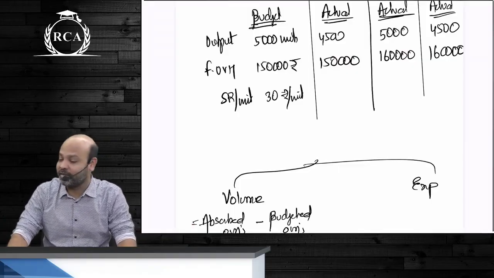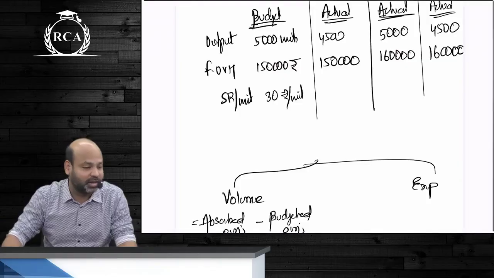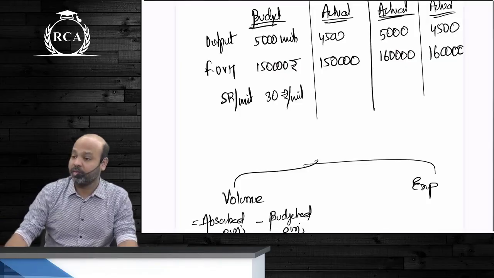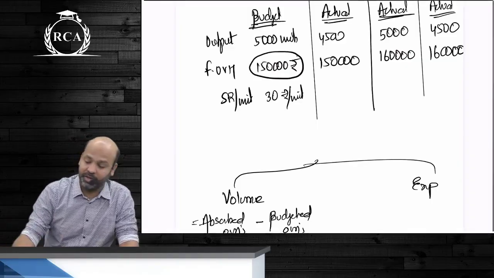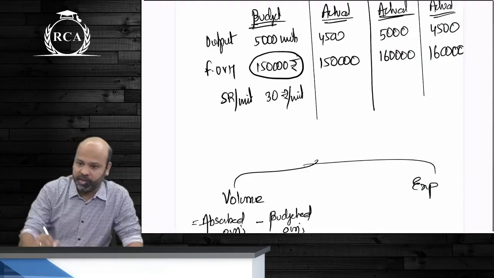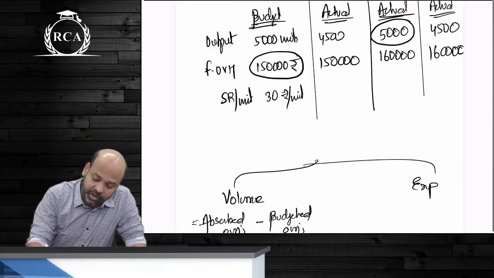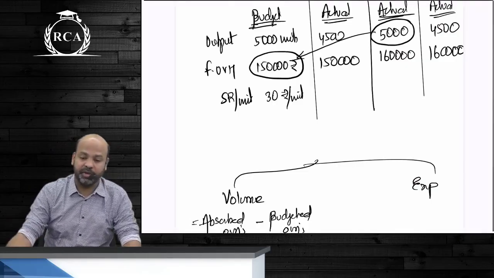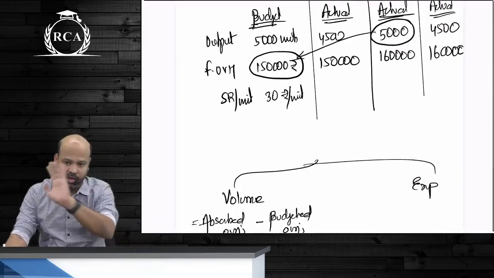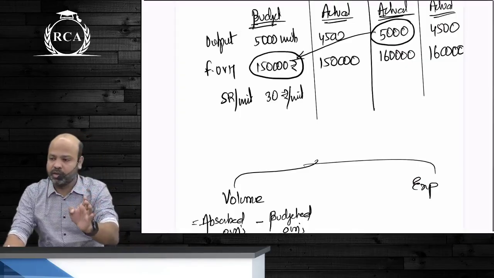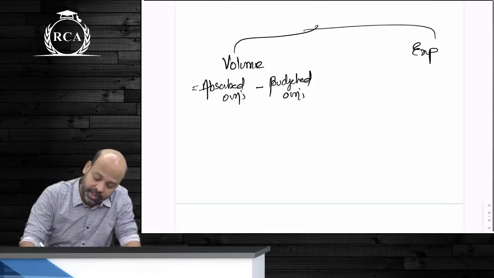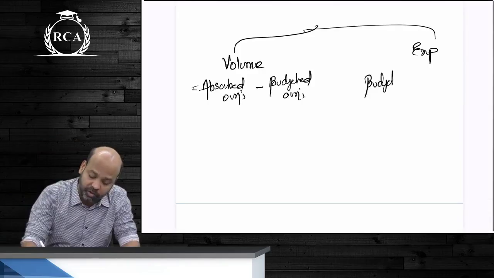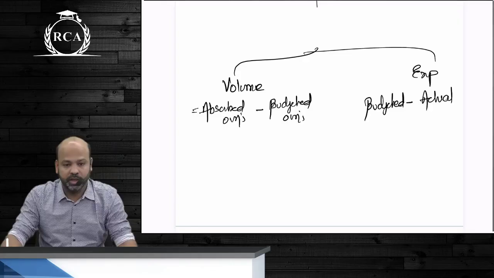If my output level does not match with the budgeted output level, the amount of overheads absorbed will not be equal to my budgeted overheads level. In the second case, I am manufacturing 5000 units. Don't you think I will end up absorbing 1,50,000? I still have a variance that is not on account of volume variance. That is because I did not incur an amount equal to my budgeted. So budgeted expenditure variance, meaning fixed overhead expenditure variance, will be budgeted overheads minus actual overheads.